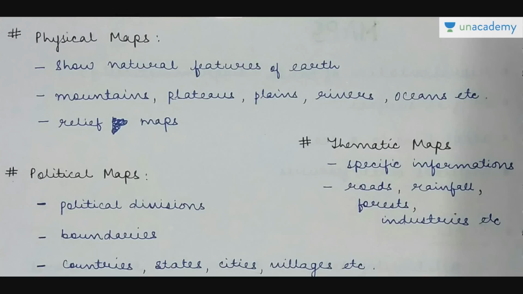Then there is the physical map. What is this physical? It shows the natural features of the earth, like the mountains, plateaus, plains, rivers, oceans, etc. They are also known as relief maps.